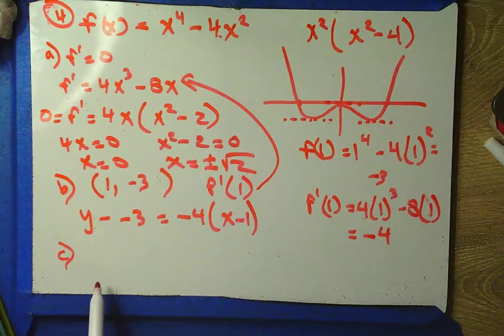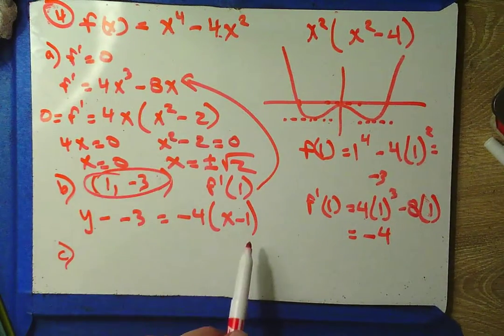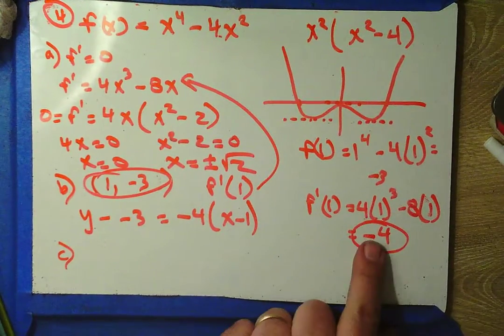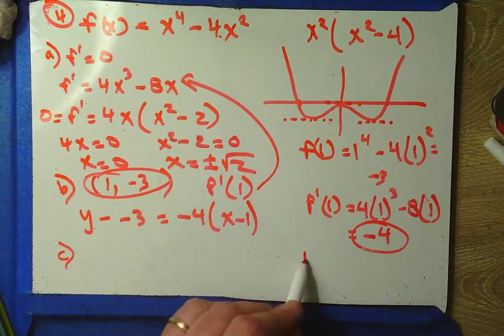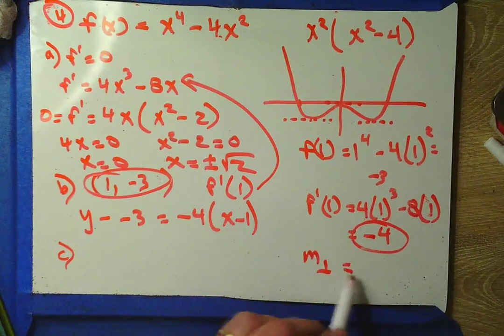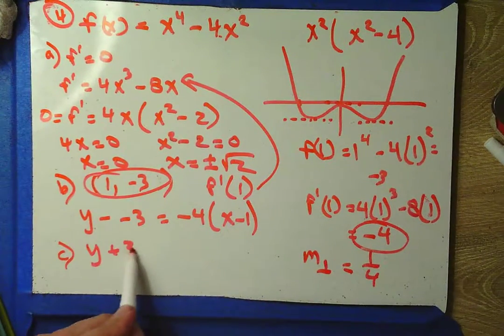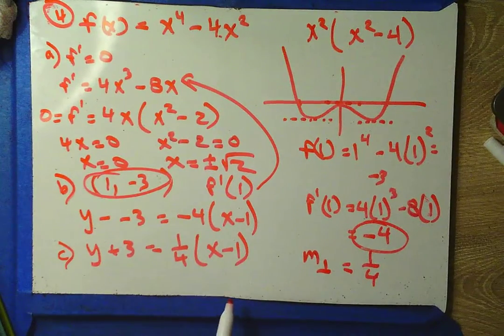And part C says, what's the normal line here? Well, the ordered pair is going to be the same. What's going to be different is our slope. Instead of using the slope of the curve, the normal will be perpendicular. So what will our perpendicular slope be? Positive 1/4. So y plus 3 equals positive 1/4 times (x minus 1), and there's our equation of the normal.